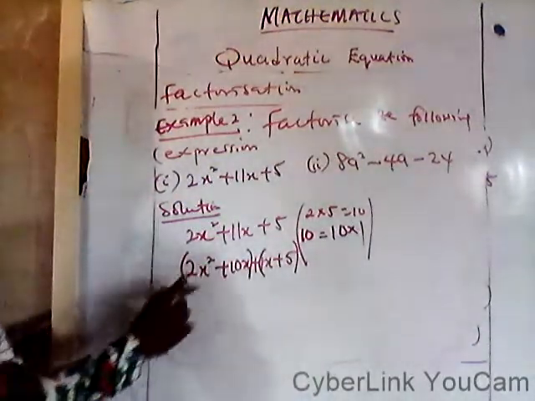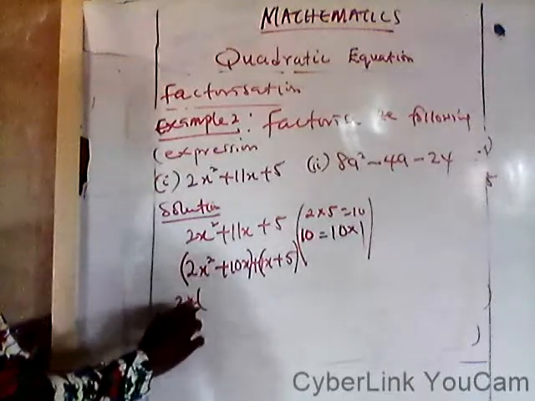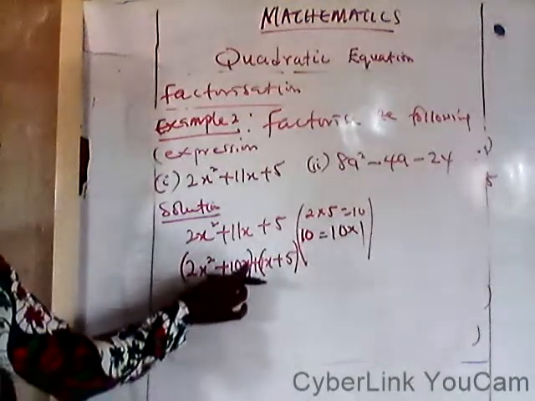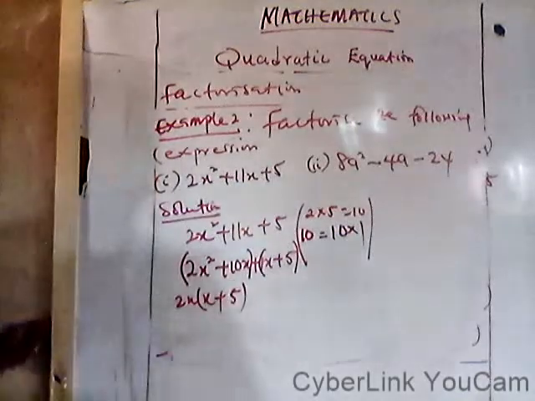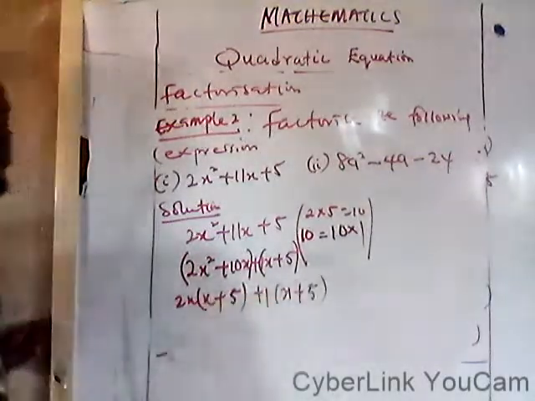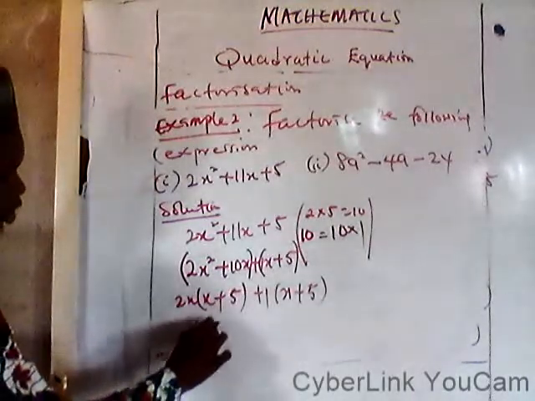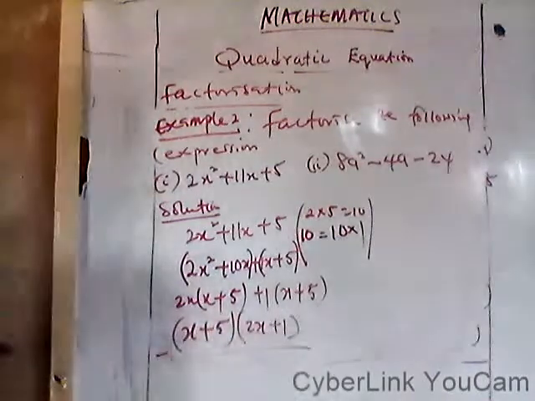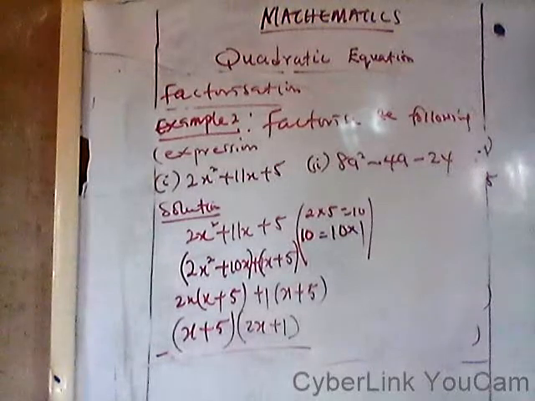What is common here? That is 2x. If you look at it very well, 2x is common here. Then you have your x. Then this one remains: if you divide this one by 2, you are going to get 5. Then what is common here? Plus 1 and x plus 5. Can you see that? So x plus 5 is common. So you have x plus 5 and you have your 2x plus 1. You are done. Very simple to do. With that, you have been able to factorize the expression.